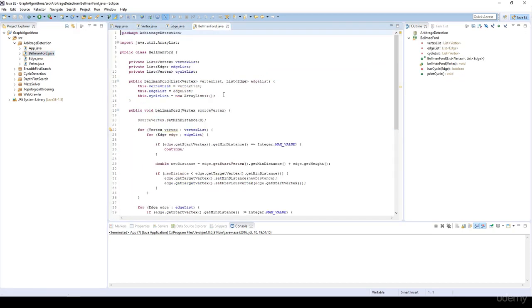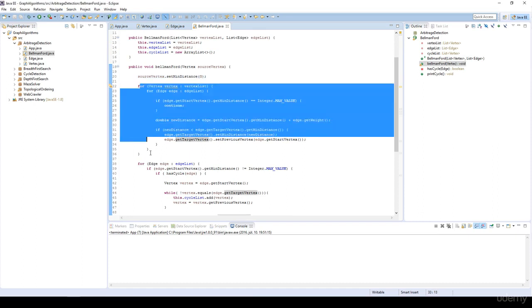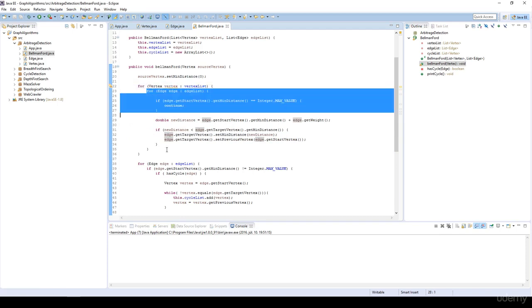The Bellman-Ford algorithm is the same. We have the vertex list, we have the edge list, we have the cycle list. We are going to put the currencies that form the cycle in a list of vertices, and that's called the cycle list. In the constructor we have the vertex list and the edge list, and of course we have to instantiate the cycle list in order to avoid a null pointer exception. We set the source vertex's minimum distance to 0 because this is the starting vertex. Then we iterate through all the vertices, and on every iteration we are going to relax all the edges.